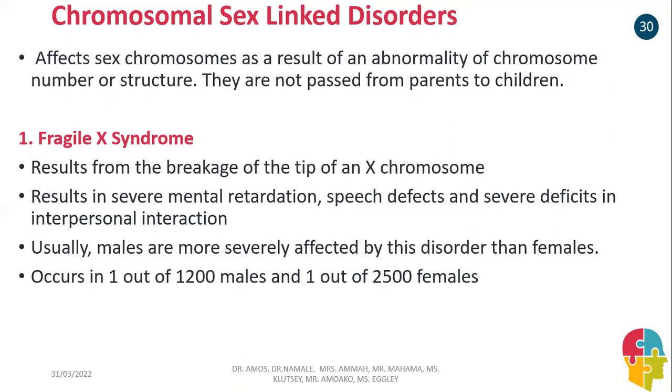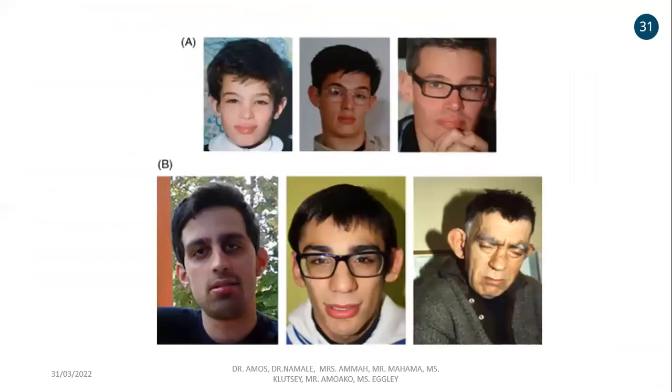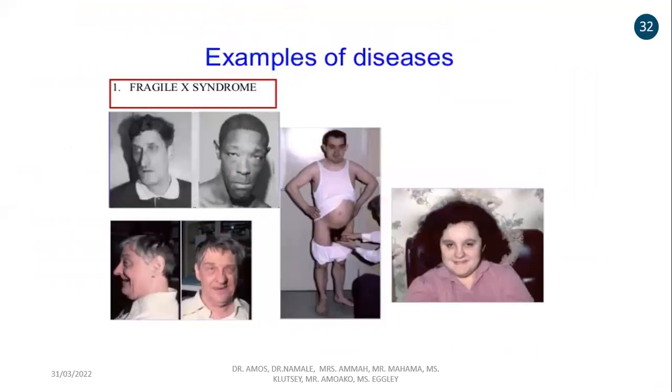Why do we say it occurs more in males, or the symptoms are more severe in males than in females? It's because males have only one X chromosome and females have two. And so if there's any defect on the single X chromosome that the males have, then they are going to have more impairment compared to the females who have two, in which case the one which is normal can compensate for the defects of the other. So I have pictures that demonstrate how fragile X syndrome looks like.